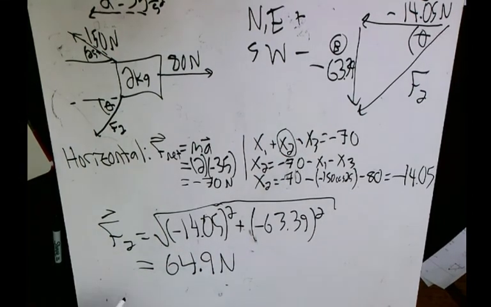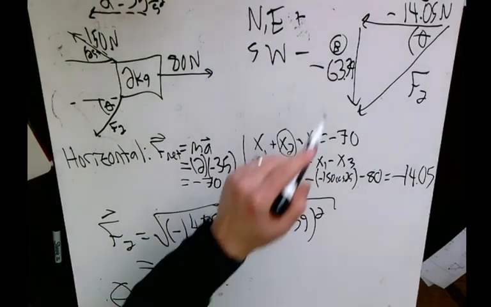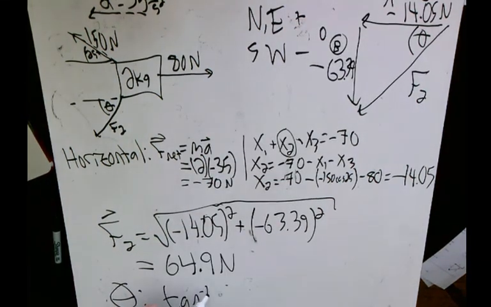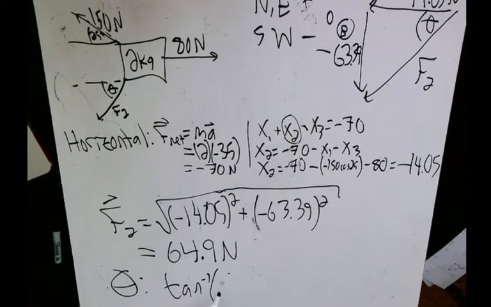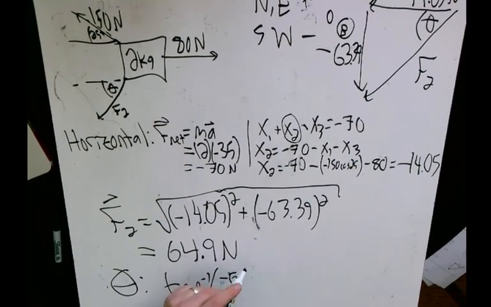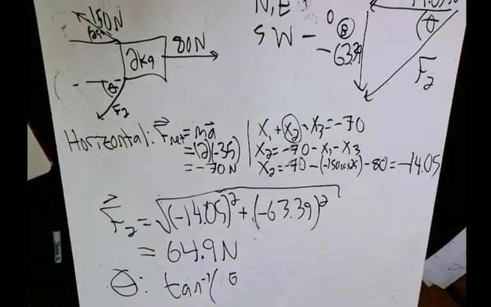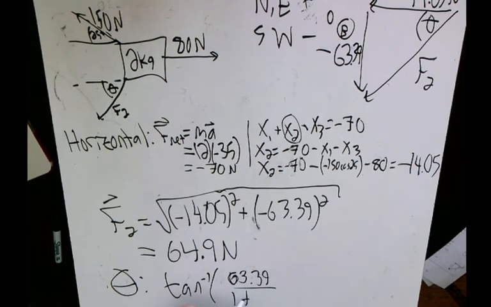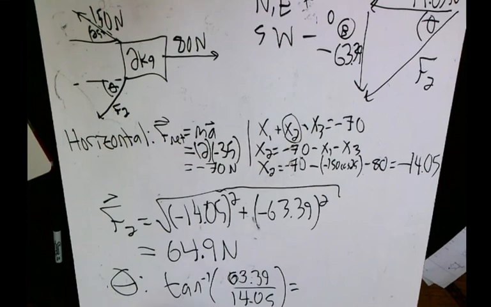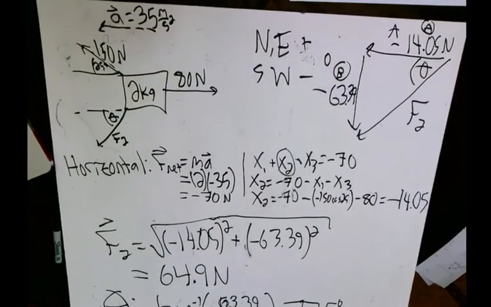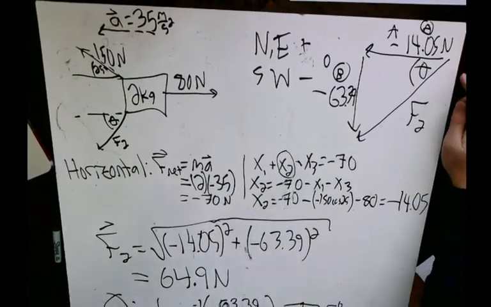And we're looking for this angle. We're going to use our opposite over adjacent, our tangent inverse function, arctan, where the opposite was our 63. Don't worry about the sign actually. When we're doing these, we'll determine the northeast, southwest direction just from our diagram. So we got 63.39 divided by 14.05, which comes out as 77.5 degrees.